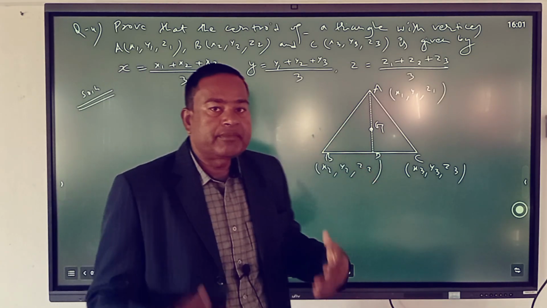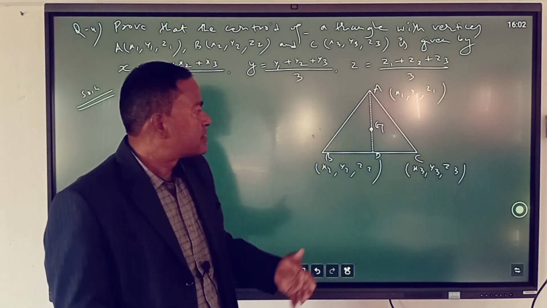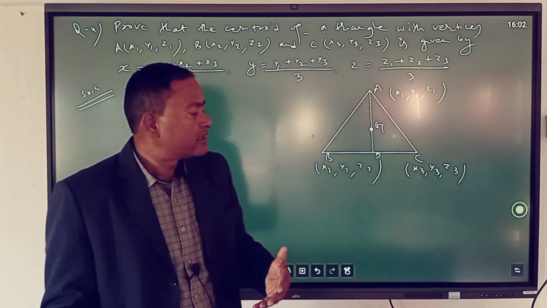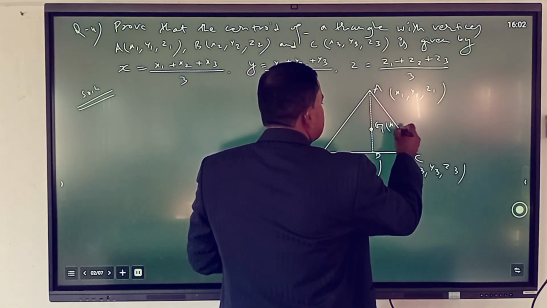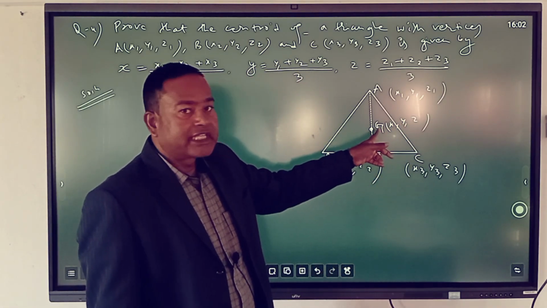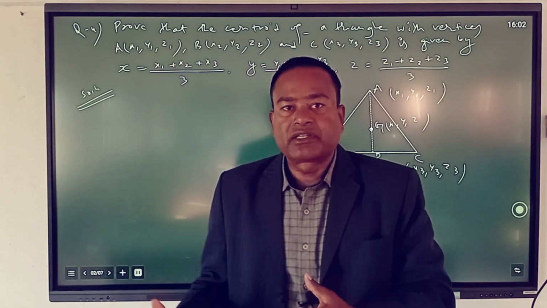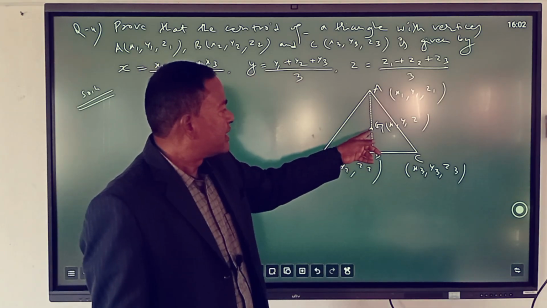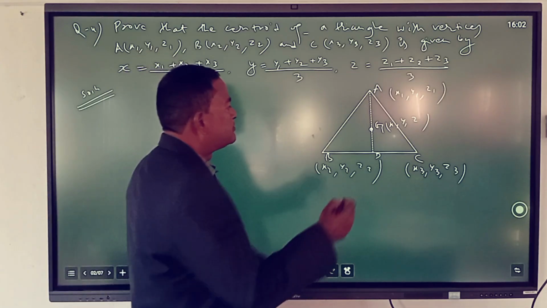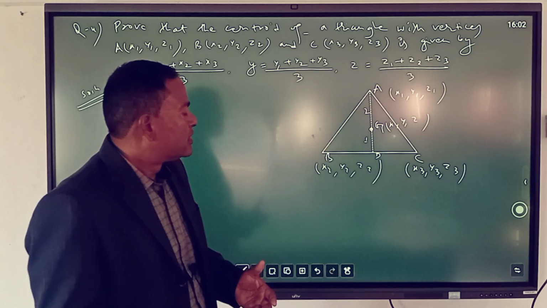So we have shown only one median AD. No need to show all three medians of the triangle, because only one median is sufficient to find the centroid of the triangle. So dear student, let us suppose that the coordinates of the centroid, that means the point G, are (x, y, z). According to the property of the centroid, the point G divides the median in the ratio 2:1.